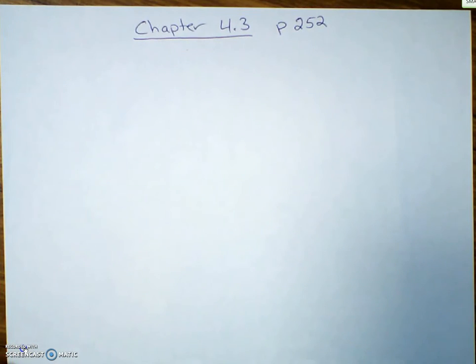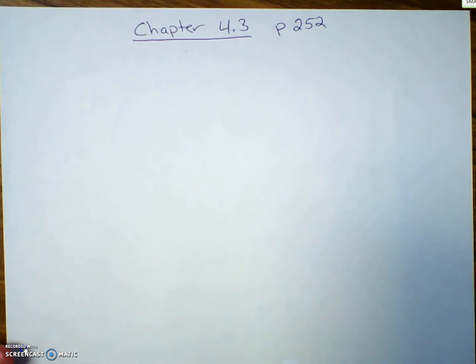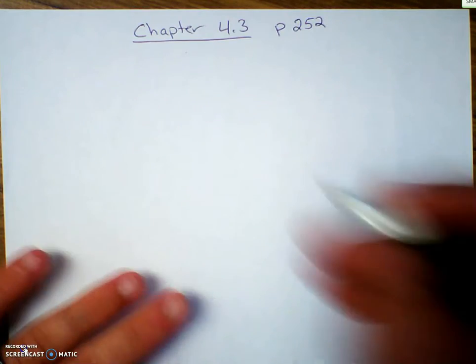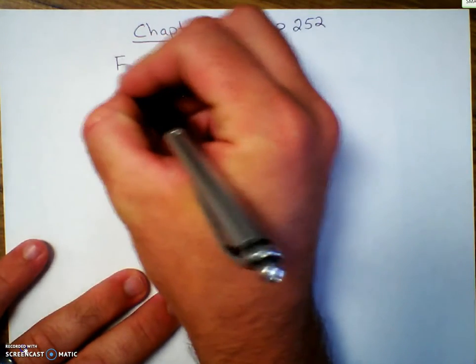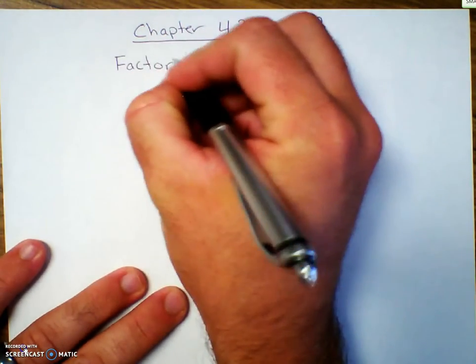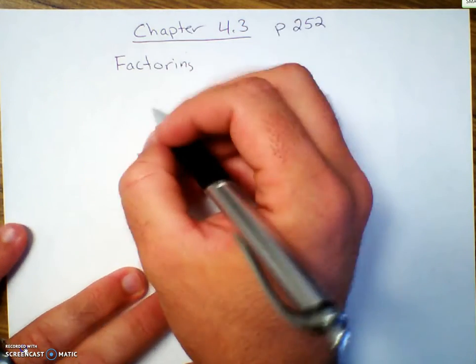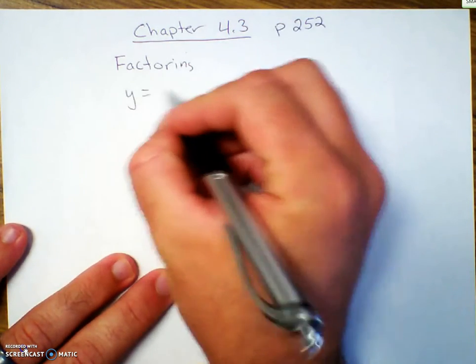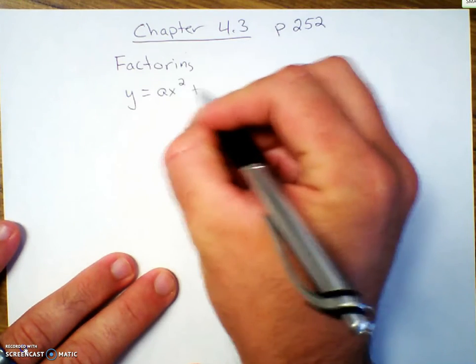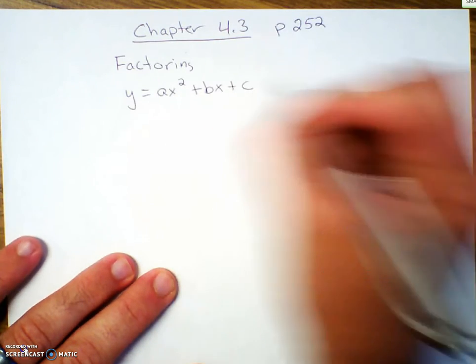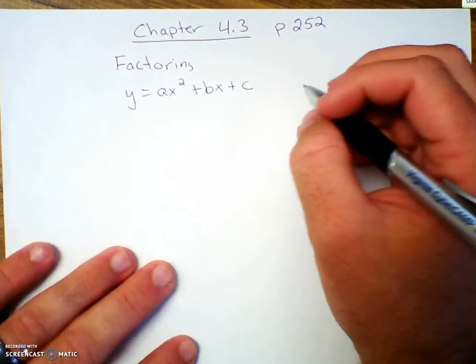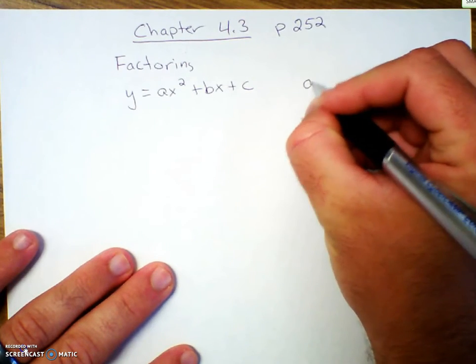All right, section 4.3, follow along on page 252. We're going to be looking at factoring things that are in standard form. And standard form looks like this: y equals ax squared plus bx plus c. Now for these, we're only going to be looking at when a equals 1.